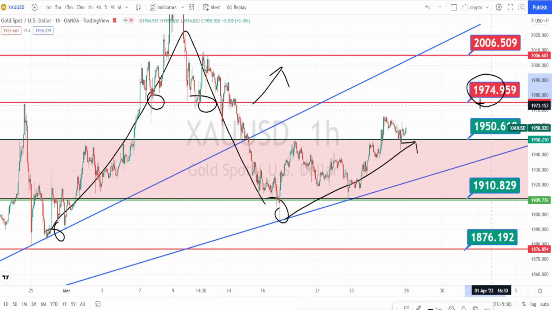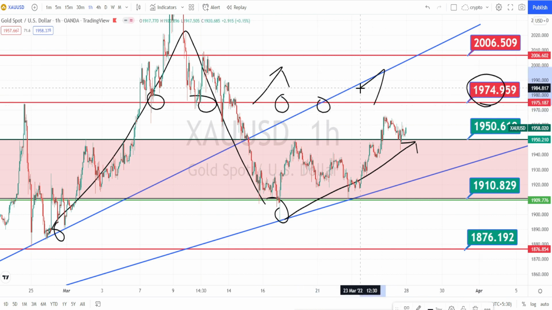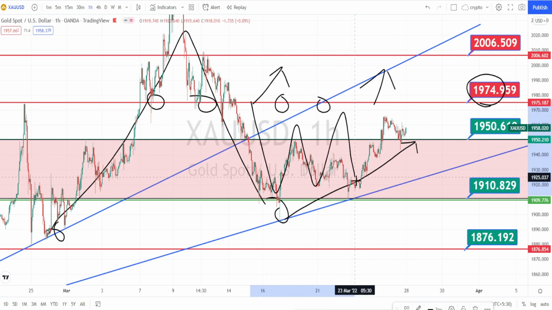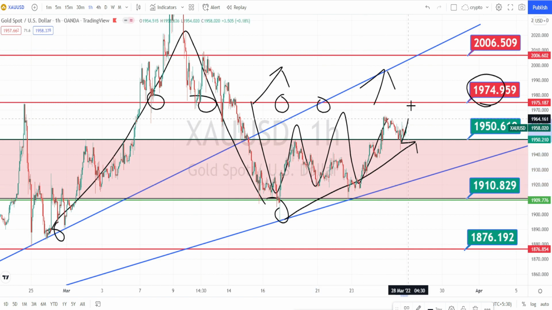So this level of 1974 will be playing a major role in deciding the bullish trend reversal. Still, the current price action is trading on a bullish trend but sideways. It has lost momentum on the bullish side and it has lost momentum on the bearish side.